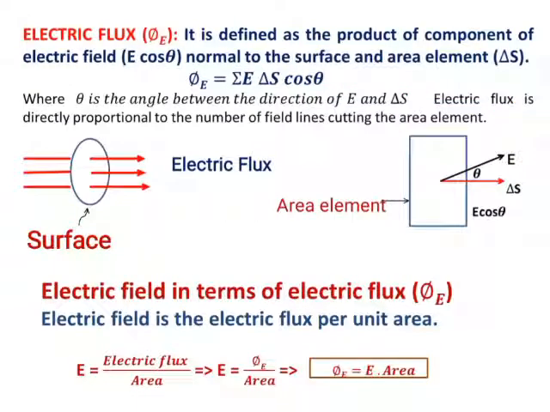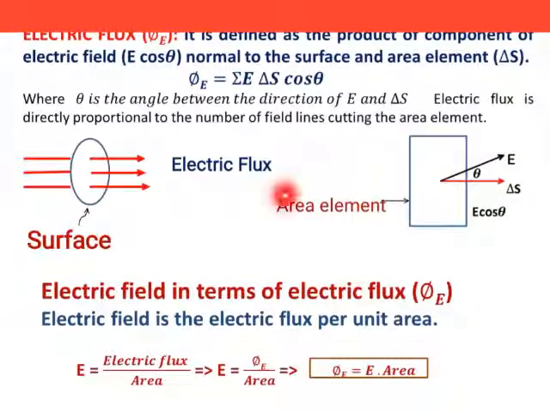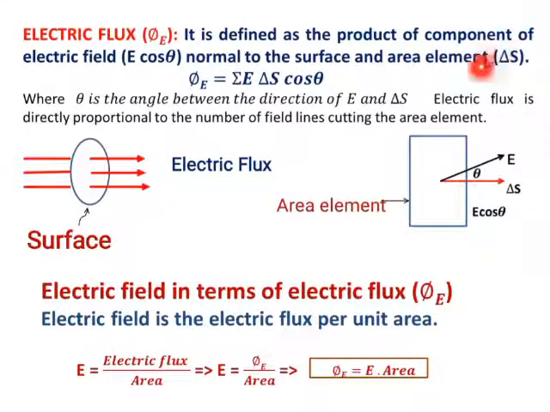Next one, electric flux. Electric flux is denoted by either the phi E symbol or only the phi notation. It is defined as the product of the component of electric field normal to the surface and the area element, delta S. Delta S is the notation for the area element, or surface area, or area vector. Sometimes we may use delta S, or dS, or only S or A. All meanings are the same. This shows the surface area.